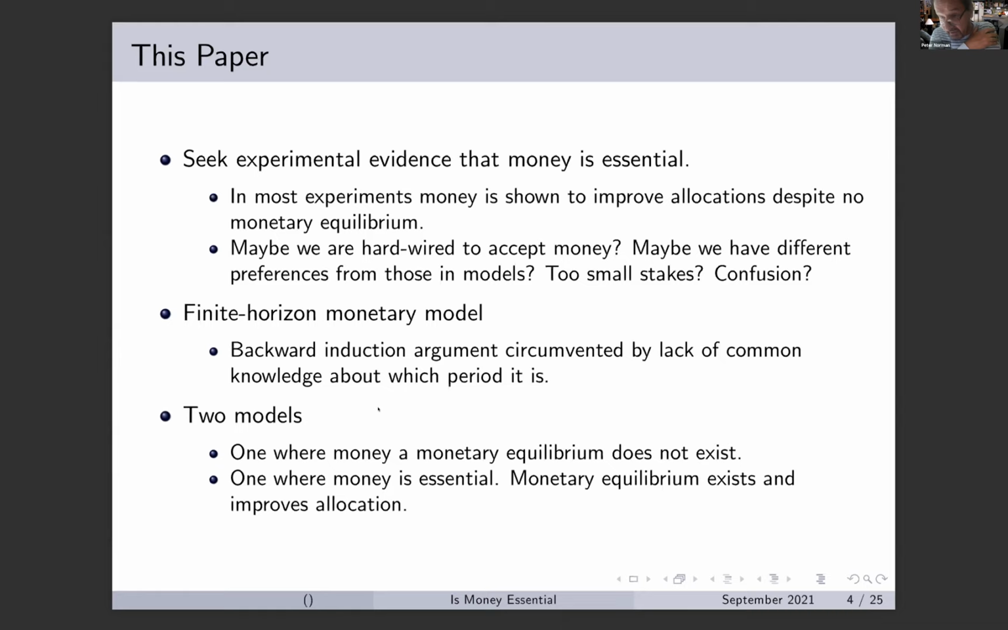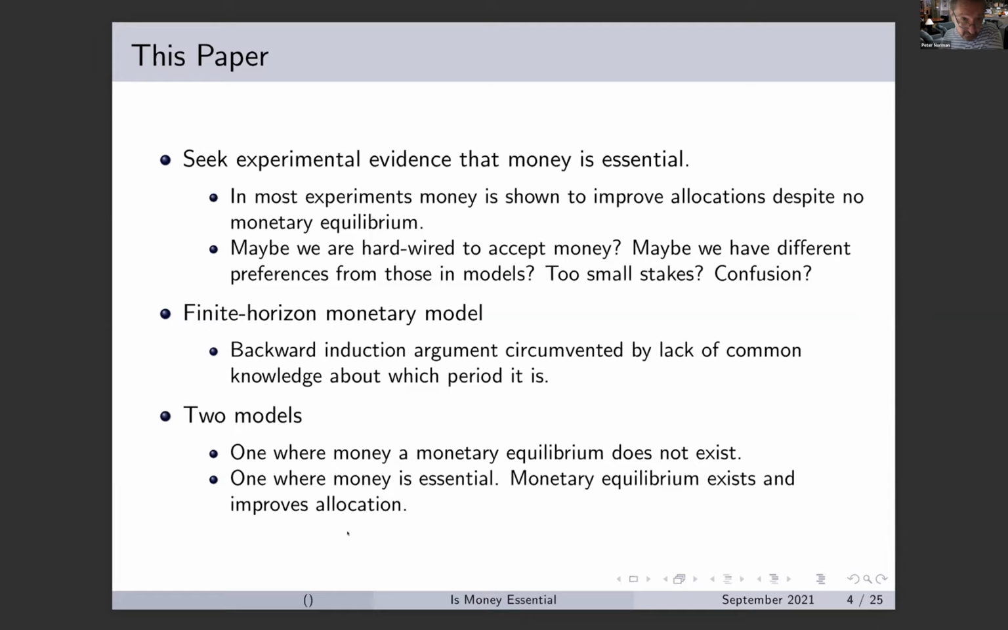So we compare that three-period model with the monetary equilibrium, and then we want to address essentiality, so we want to have a control. We have one model, which is a three-period model without a monetary equilibrium, and then a second model where money is essential, where we have this three-period model with a monetary equilibrium.